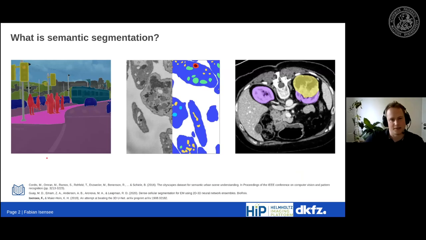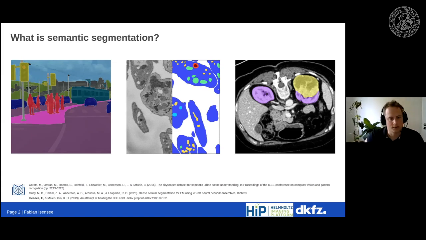So what is semantic segmentation? I'm sure all of you are very familiar with this type of image analysis problem. In semantic segmentation, we are interested in classifying each individual pixel of an image into one of several predefined classes. This kind of image analysis problem is very common. It's used in natural image processing, in biological image analysis, and of course also in medical image analysis, which is what my personal background is.